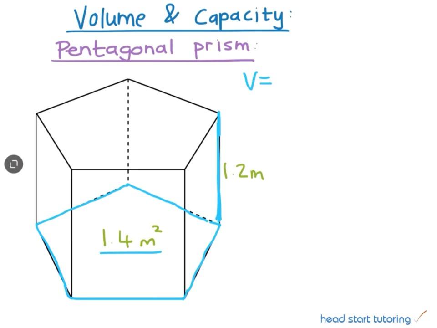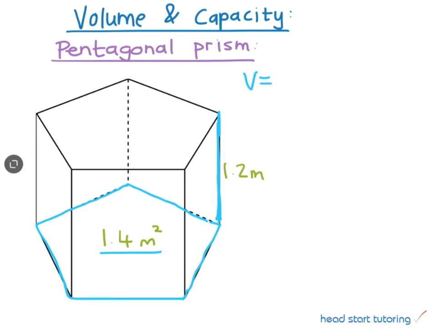So whether it is a hexagonal prism or a heptagonal prism or an octagonal prism or a triangular prism, all we need to do is find the area of the cross section of that 3D shape or of that prism, and then we multiply it by the height or the depth of that prism, and we will end up with the volume of that 3D shape.